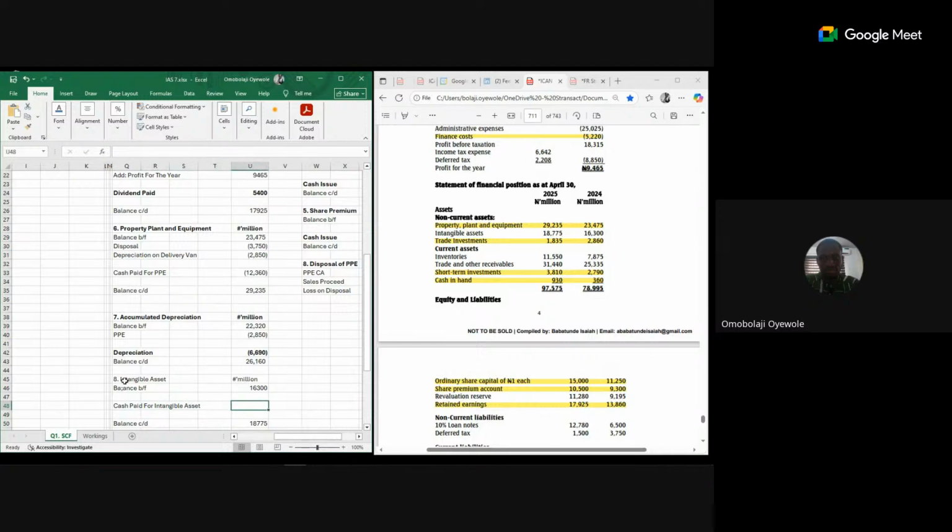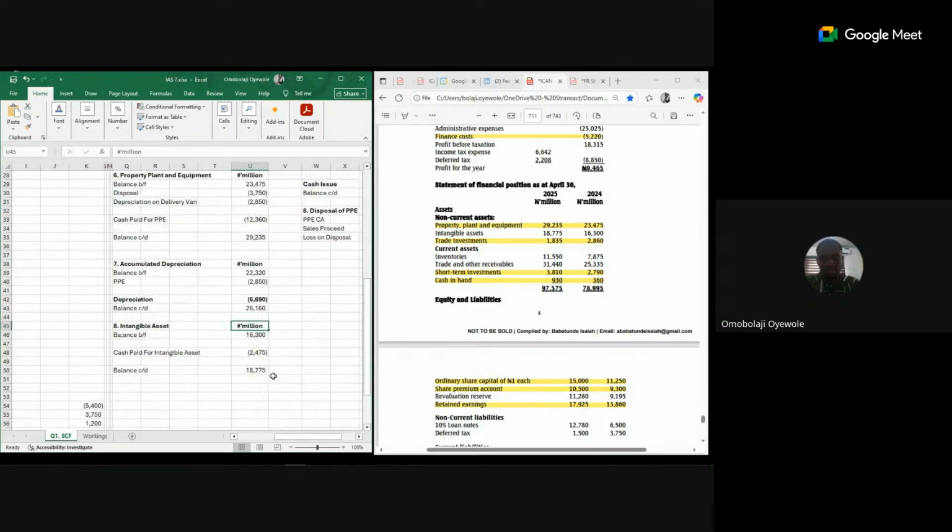Now, what if that increment was actually a decrease? What if it was from 16,300 to 14,000? There's an amortization. You know, intangible assets will always be amortized, so it would represent an amortization. But because it's an increment, the increment represents what? Outflow, exactly.